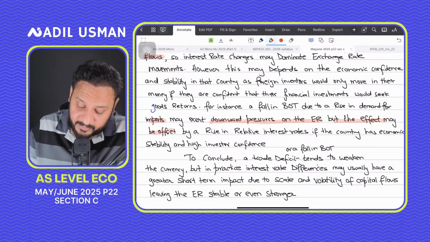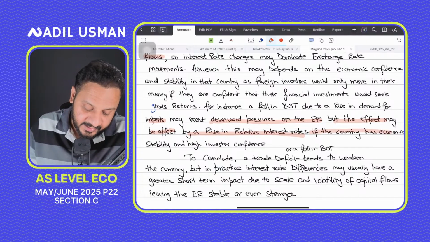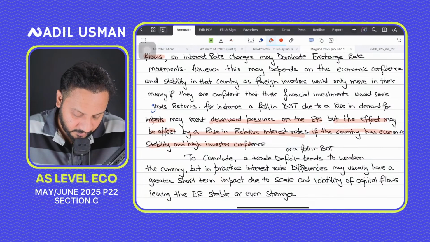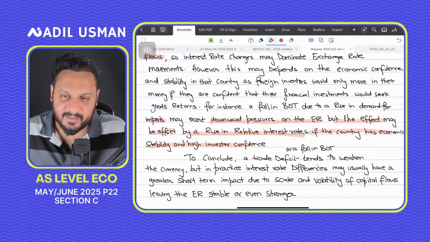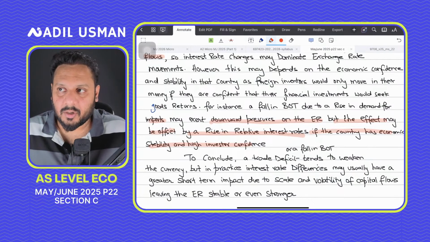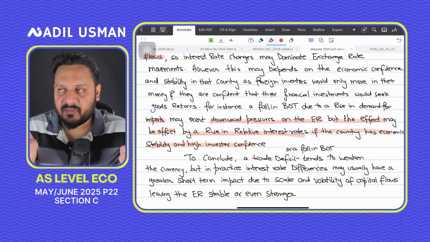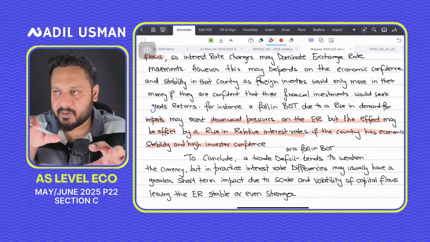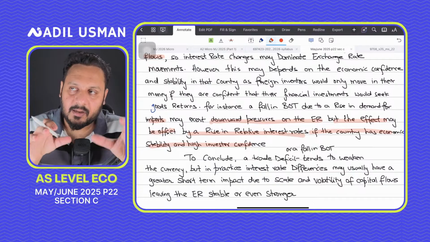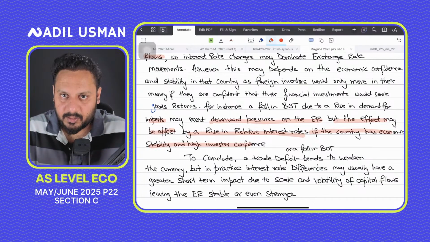But the effect may be offset. Look what I've written. The effect may be offset by a rise in relative interest rates if the country has economic stability and high investor confidence. So despite the fact that a country might have a negative balance on the balance of trade because it's importing a lot, despite being a major importer and having a current account deficit and a balance of trade deficit, it might not exert a downward pressure on the exchange rate, because a high relative interest rate accompanied with investor confidence and economic stability may offset that impact.